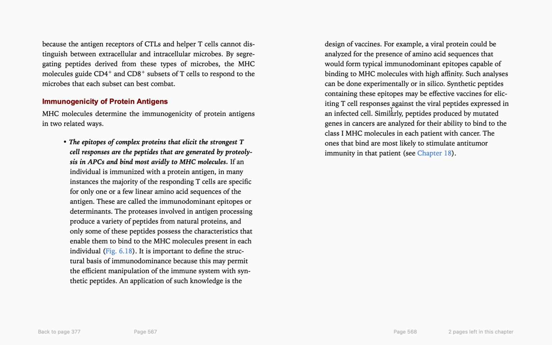Synthetic peptides containing these epitopes may be effective vaccines for eliciting T cell responses against the viral peptides expressed in an infected cell. Similarly, peptides produced by mutated genes in cancer are analyzed for their ability to bind to the class 1 molecules in each patient with cancer. The ones that bind are most likely to stimulate antitumor immunity in that patient.